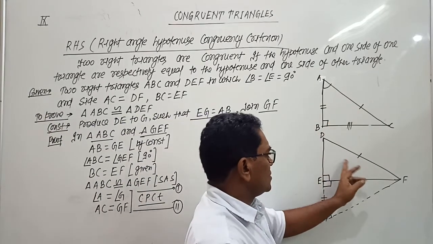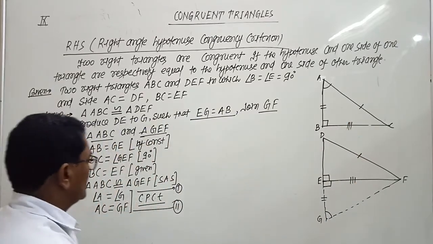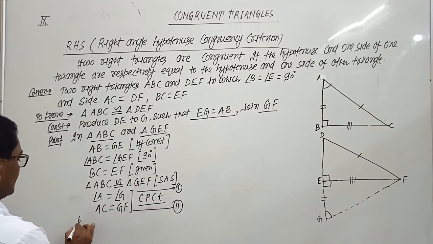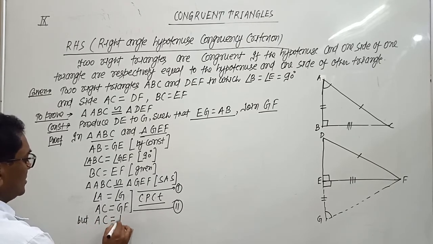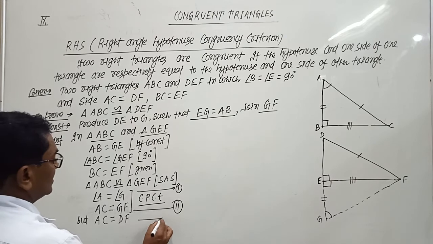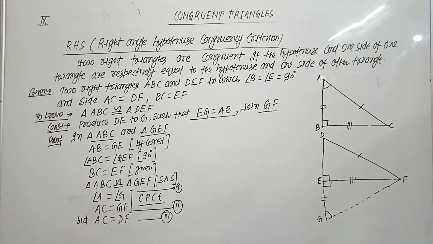But AC is also equal to DF. It was given that the hypotenuses were equal, so AC equals DF. This is the third equation.